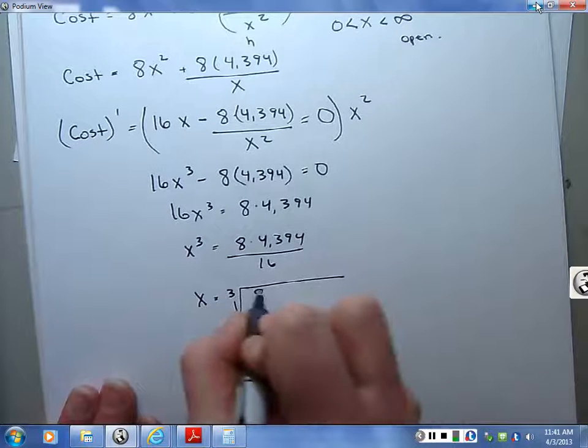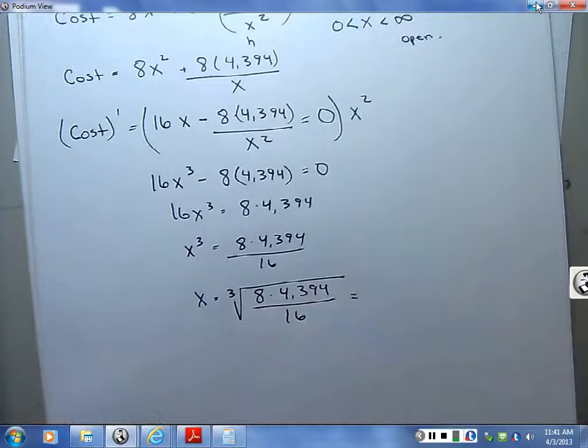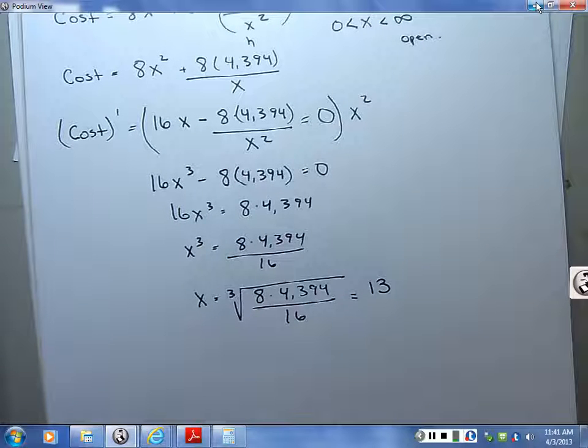Does someone with a calculator want to plug that in? And hopefully Wiley is nice to us and gives us a nice, pretty number. 13. Anyone else want to confirm that? So x is 13. Well, if x is 13, what is h?